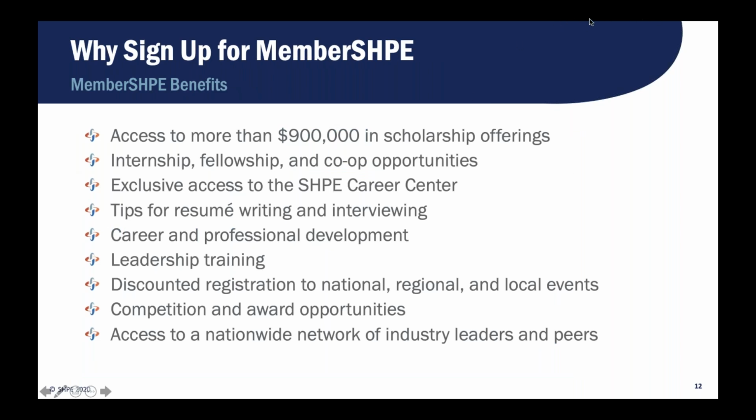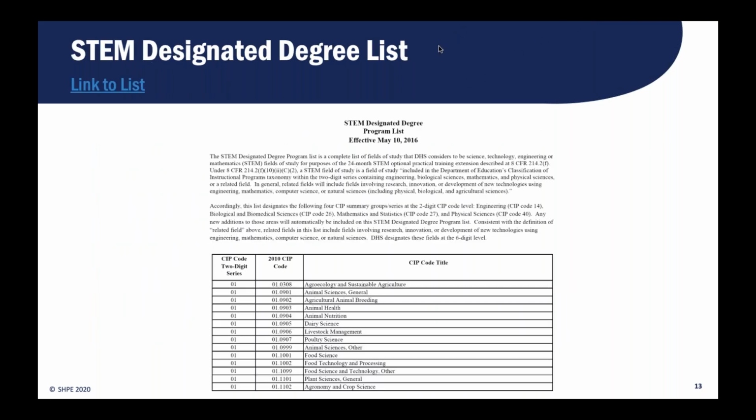And in addition to the over $900,000 in scholarship offerings that are available, we also have internship, fellowship, and co-op opportunities, a SHPE Career Center full of listings of careers in STEM. We provide tips for resume writing and interviewing, endless career and professional development opportunities, leadership training, and just so many ways to get involved with such a wide network.